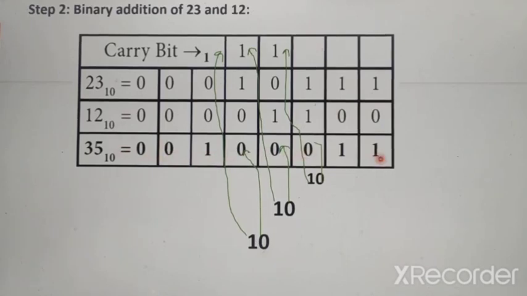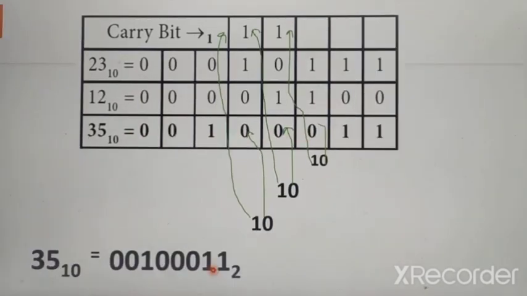Finally we have to write the result in this manner. Here our final result is 35 to the base 10 is equal to 00100011 to the base 2. Here we have written it in 8-bit length.